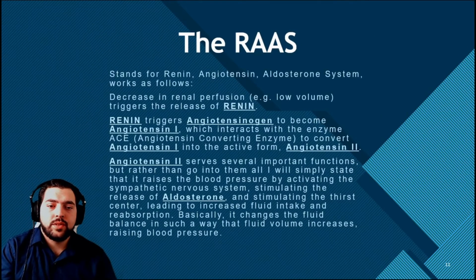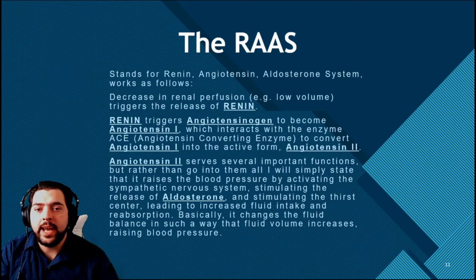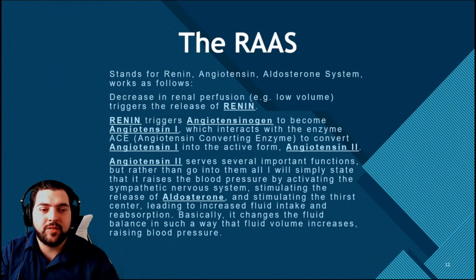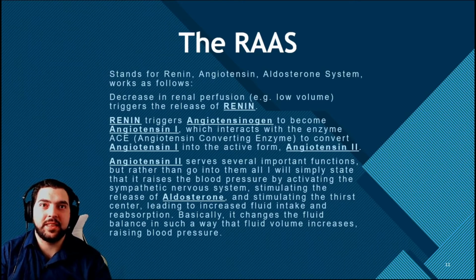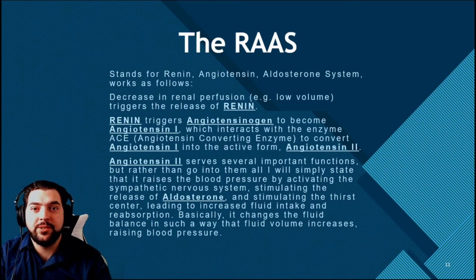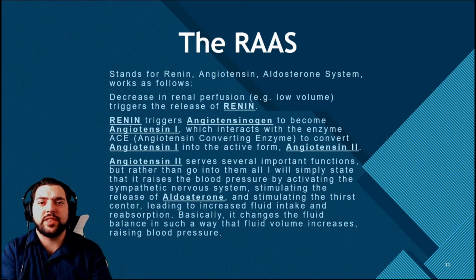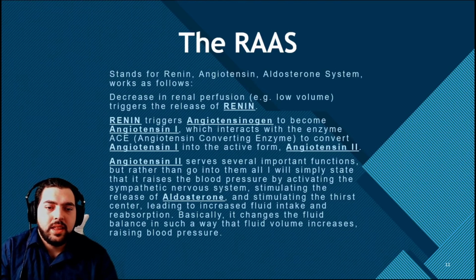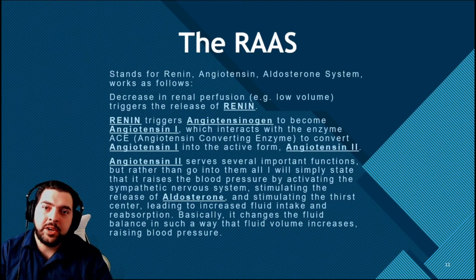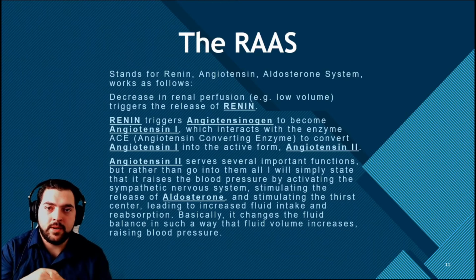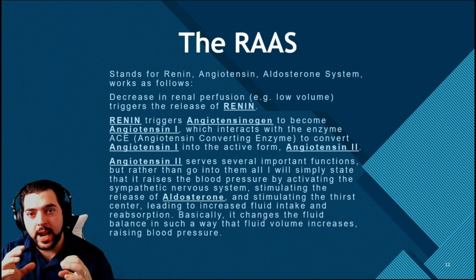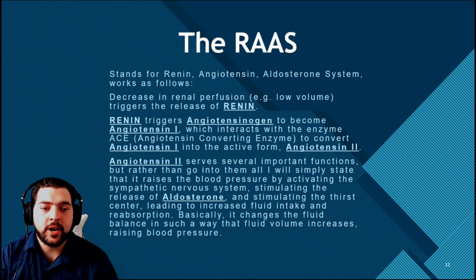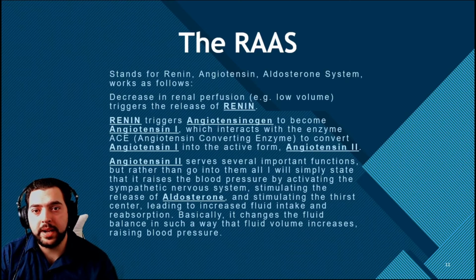All right. So we're also going to talk about the RAAS, or RAS. Some people call it the RAS system. I think that's a bit redundant because it stands for renin, angiotensin, aldosterone system. So calling it the RAS system to me is like calling it the renin, angiotensin, aldosterone system system, which to each their own. Anyways, the RAAS is triggered by a decrease in renal perfusion. This can happen from a low amount of blood volume. It can happen from stenosis of the renal artery, so like narrowing of the renal arteries. But whatever causes it, it triggers the release of renin.